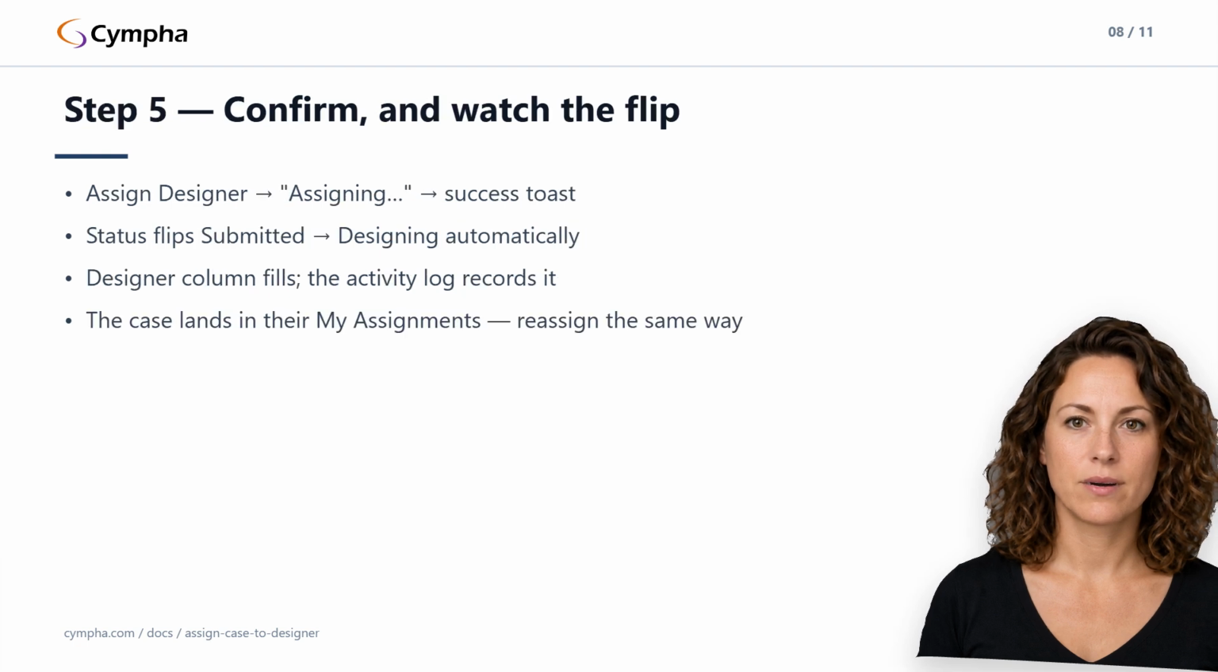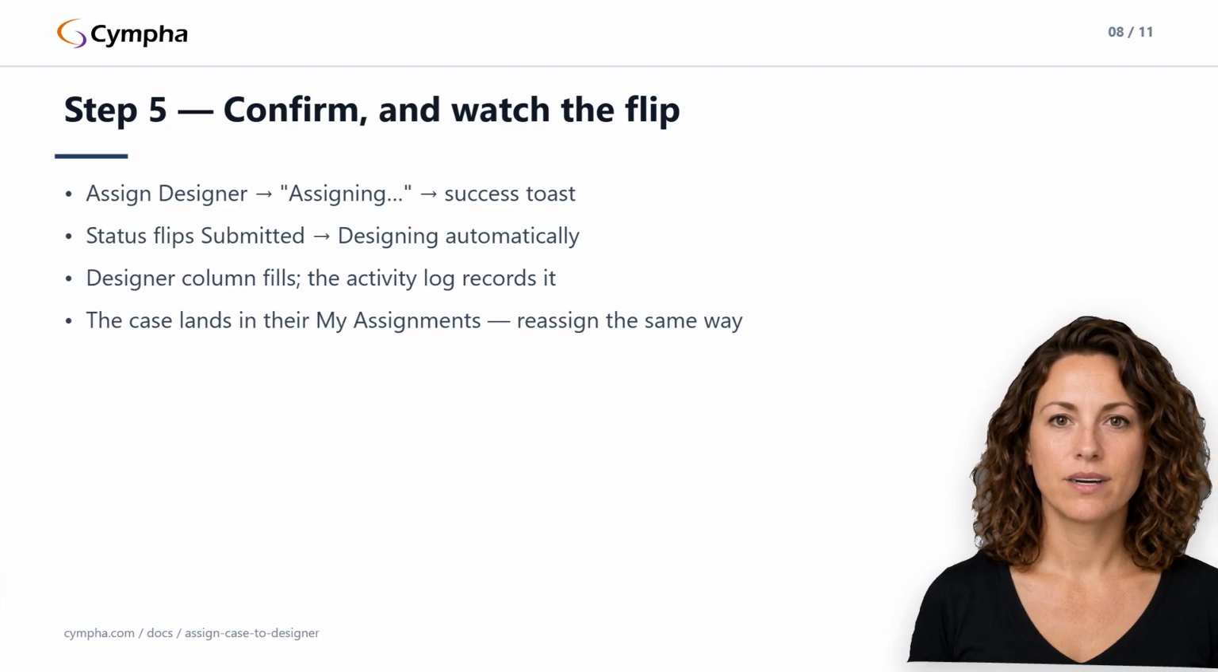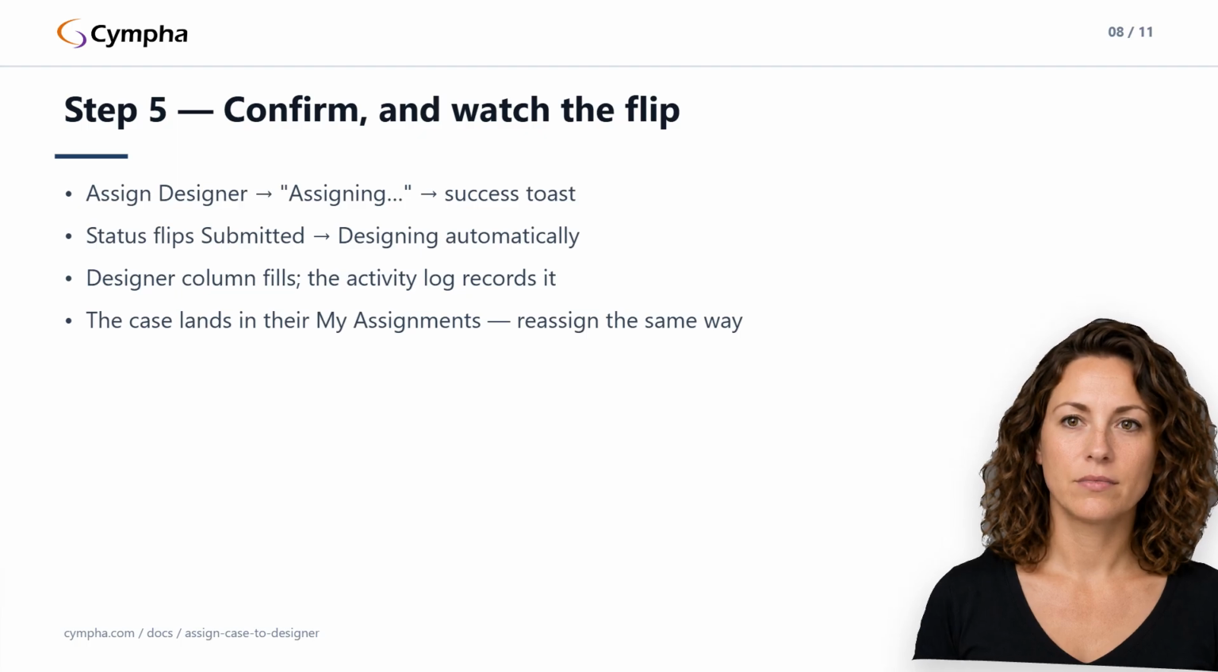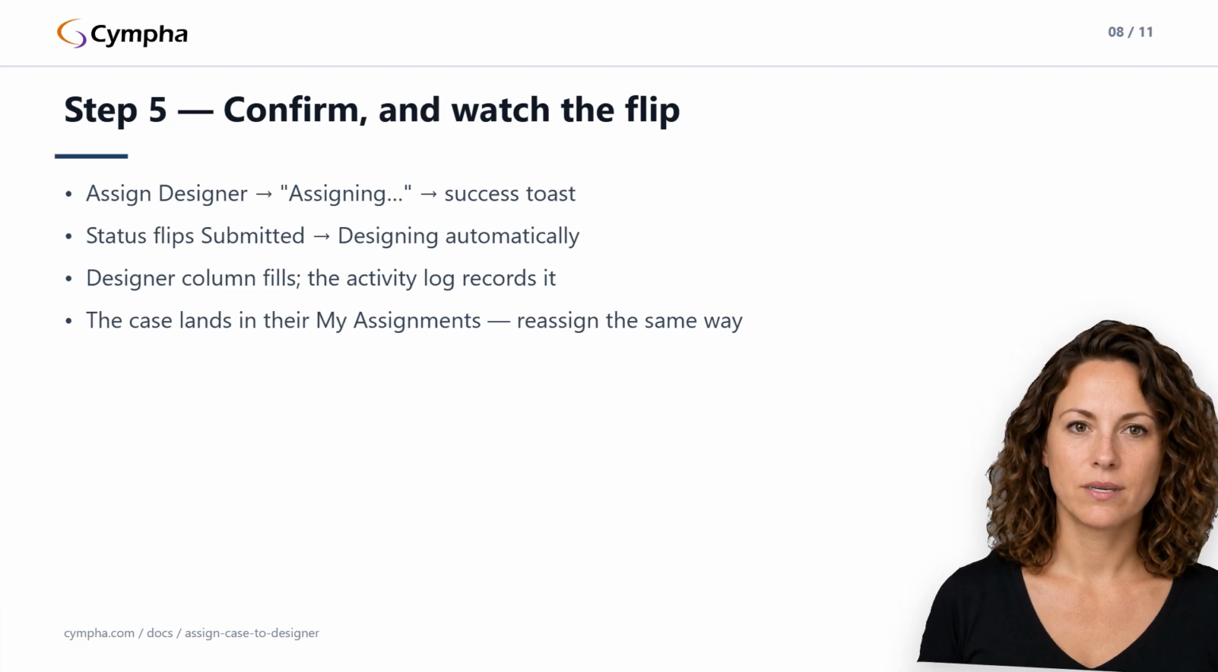The designer column on the queue now shows the assignee's name. An entry appears in the activity log, which matters months later when someone asks who had this case and when. And on the designer's side, the case appears in their My Assignments page immediately. If the wrong designer ended up with it, or 2 designers want to swap, repeat the exact same action. The Assign button also handles reassignment. The new designer replaces the old one, and the activity log records worker reassigned.